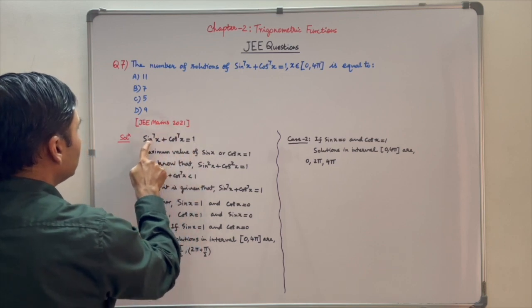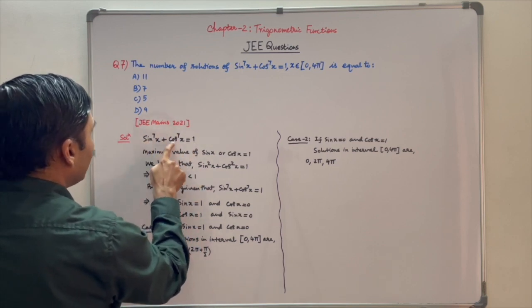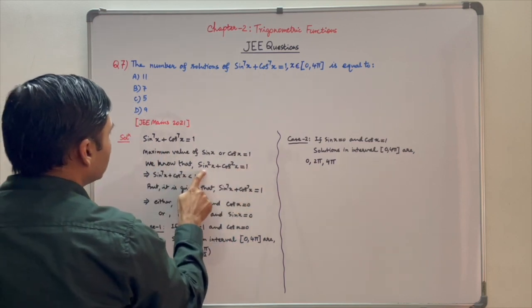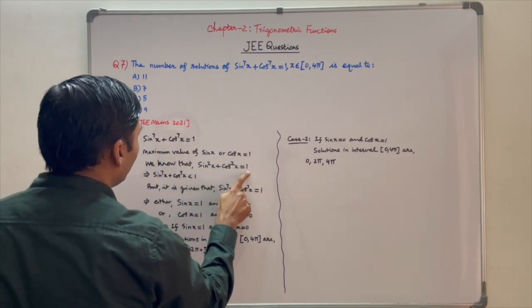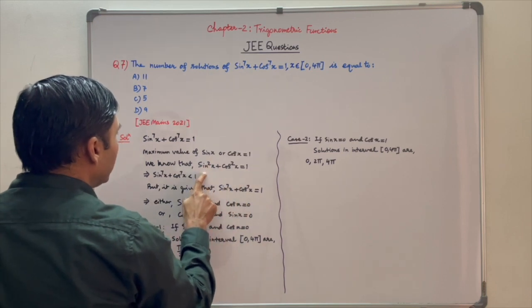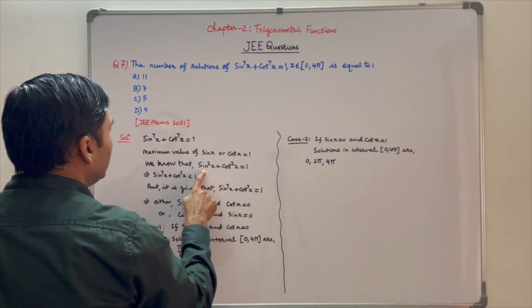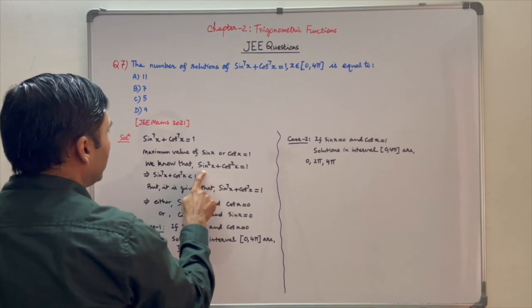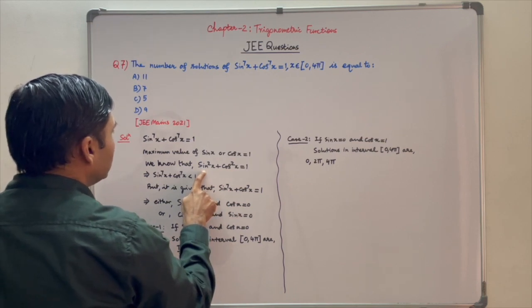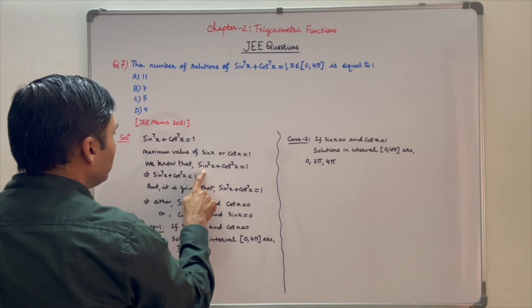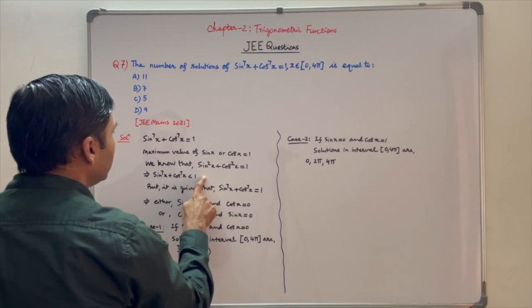We know that the maximum value of sin x or cos x is equal to 1. We also know that sin square x plus cos square x is equal to 1. If it is sin cube x plus cos cube x, it will be less than 1. For example, let's say sin x is equal to 1 by 2. So sin square x is equal to 1 by 4 and sin cube x is equal to 1 by 8. That means when the power is increasing, its value is decreasing.